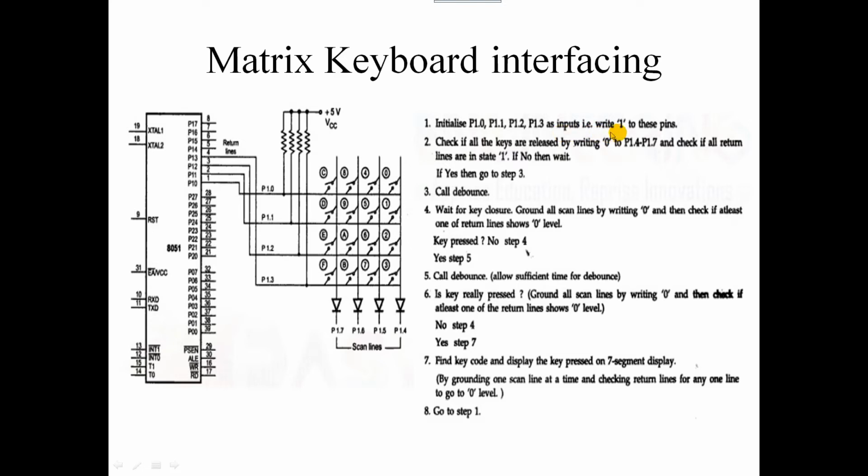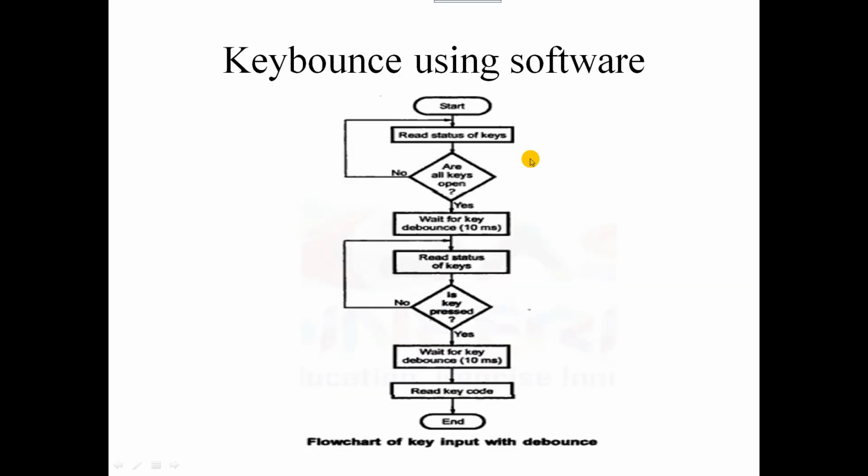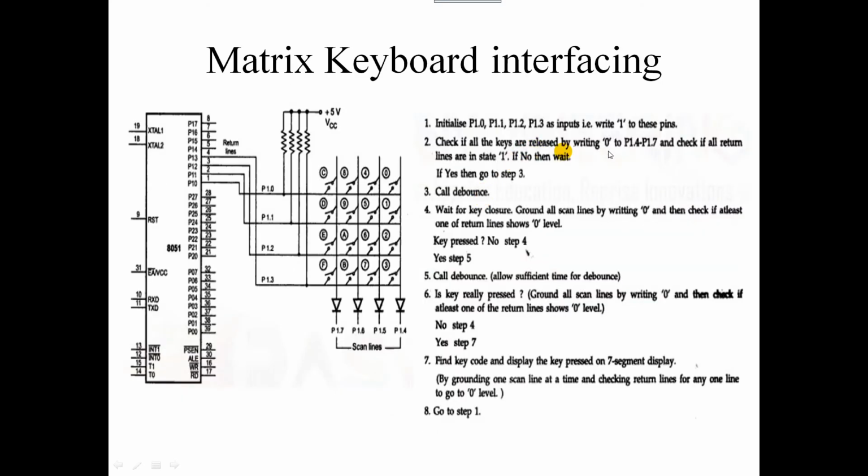So we are going to write ones for these keys. So we will be having 0F as the data for port number 1. That is going to be the initial data which is available for reading this keyboard. While reading this keyboard, we need to check whether the key is being released. As we have seen here, first we have to check whether the key is being released or not. So that is going to be checked.